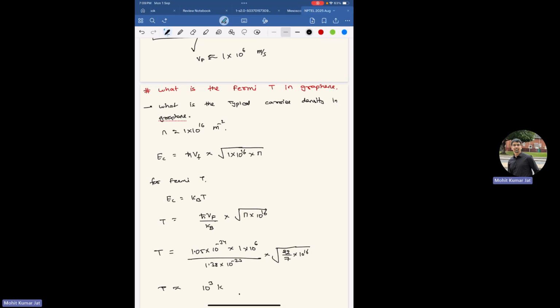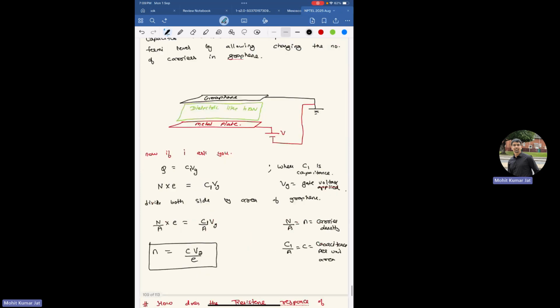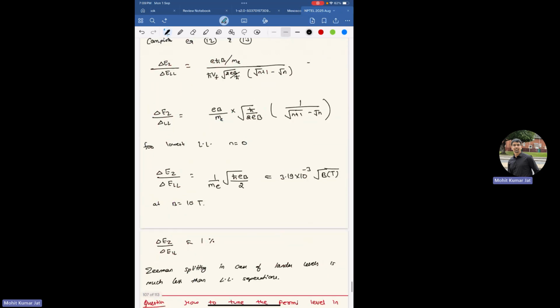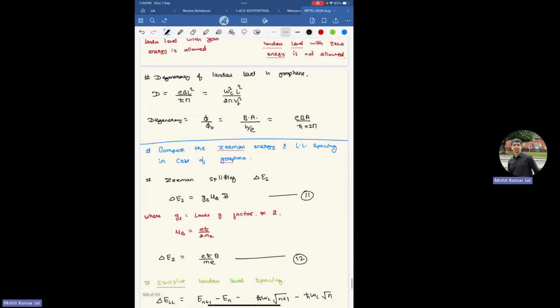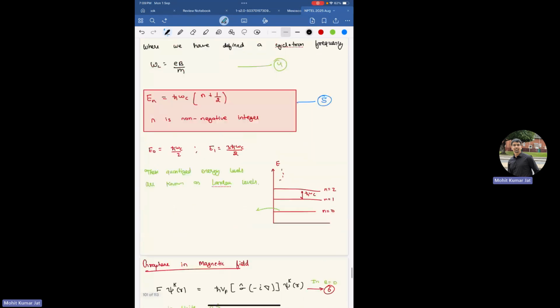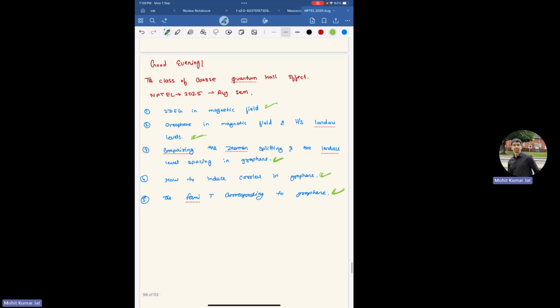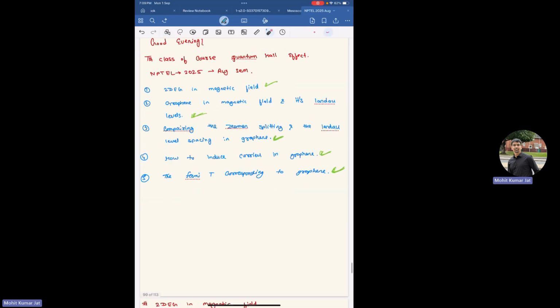Now, graphene dispersion is massless, that you know. It has a linear dispersion. And this is about how to induce carriers in graphene. This we have discussed in this class. And the last part, the Fermi temperature corresponding to graphene, this we also discussed. So just a quick recap of what we have learned in this class.